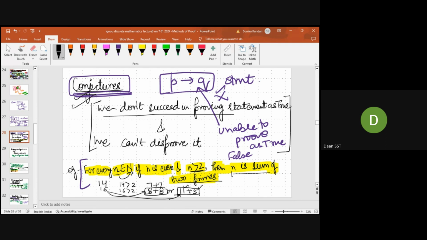We don't succeed in proving a statement as true, and we can't disprove it also. Such types of statements are conjectures. Is it clear? Yes, ma'am. We can't even prove it, and we can't even disprove it. So these are conjectures. Fine.